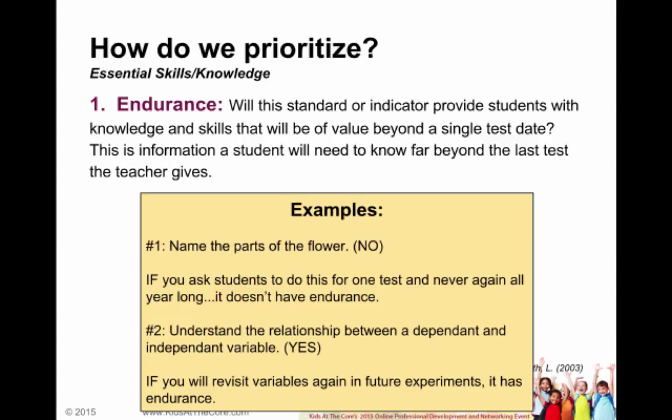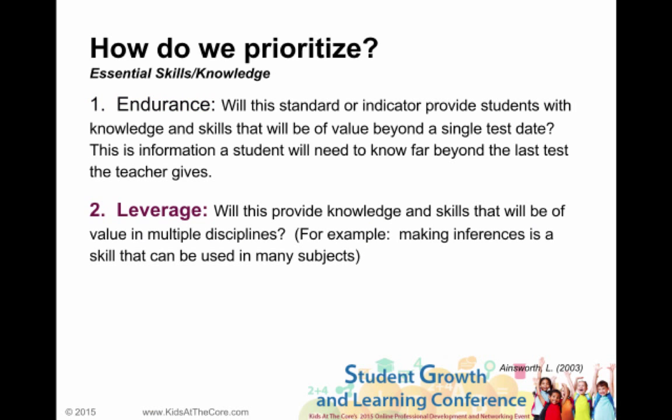that course. Whereas something like understanding the relationships between dependent and independent variables would become something that you address time and time again, and that would have endurance for the students, not only in that course, but perhaps in another class that they take subsequently in the sciences.